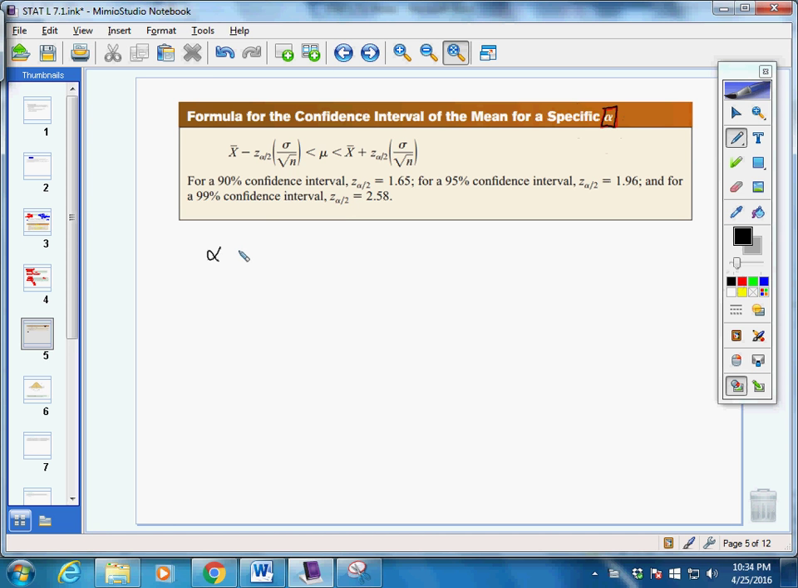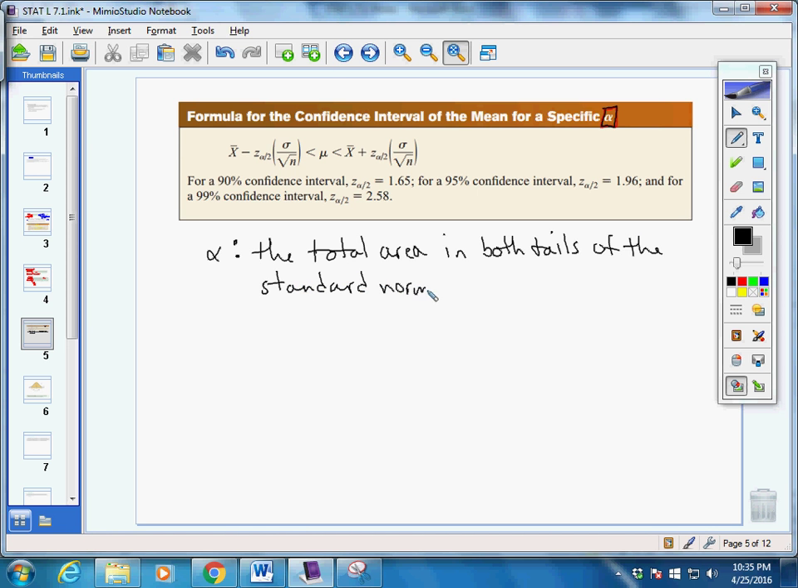Okay, and when we talk about this alpha right here, alpha is going to represent the total area, think standard normal distribution curve, in both tails of the standard normal distribution curve. Okay, so this alpha represents the total area in both tails.